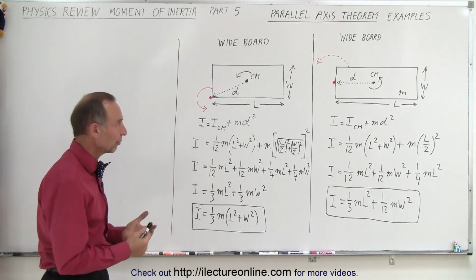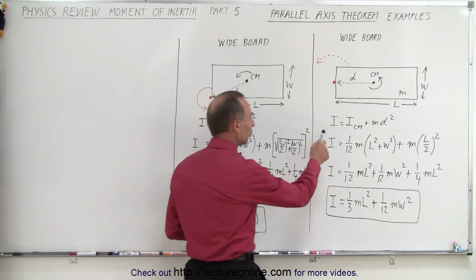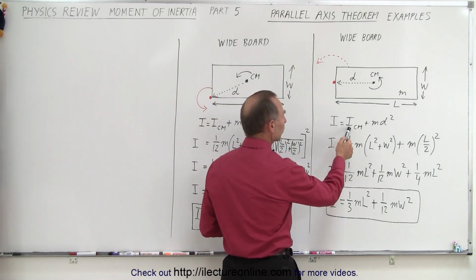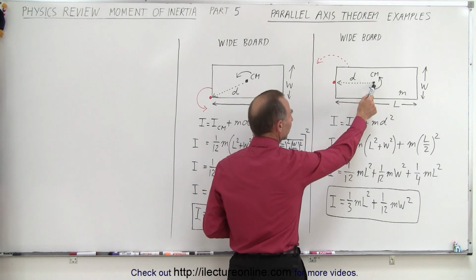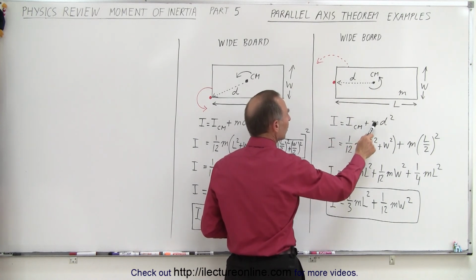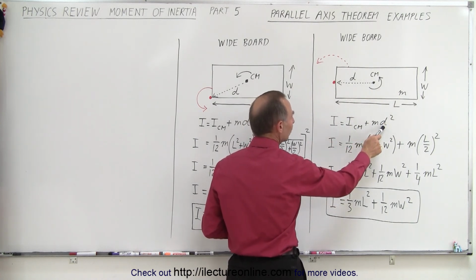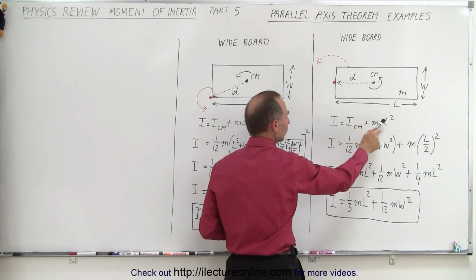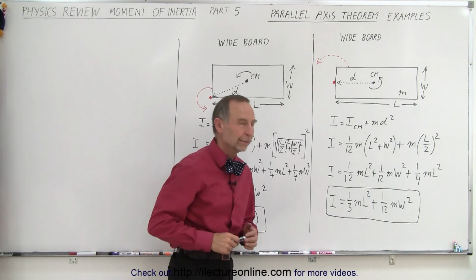Now let's apply the parallel axis theorem to a wide board. Again, we're using the same principle that the moment of inertia of an object is equal to the moment of inertia of that object when it's rotating about its center of mass, plus the mass of the object times the distance that we moved from the center of mass to the new location of the point of rotation, quantity squared.